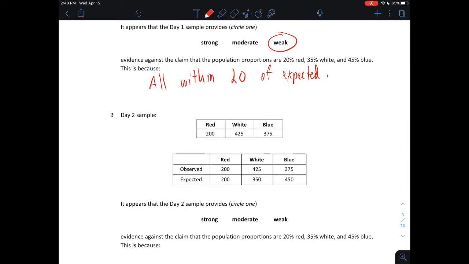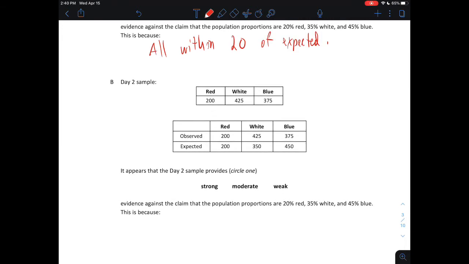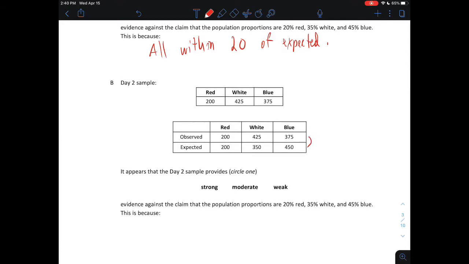So now, how about part B, the day 2 sample? Here the number of red is 200. That's good, that's what's expected. But the number of white is 425, and the number of blue is 375. So now here, how about we take a look at the difference? What's the difference in the observed and expected for blue? If you take 450 minus 375, this is off by 75. And the same thing is happening with the white. Those are off by 75. So those two colors are drastically different from what should be expected. And notice it's much more drastic than what we saw in part A. So here, even though the red colors are the same, the white and the blue are off by a lot.